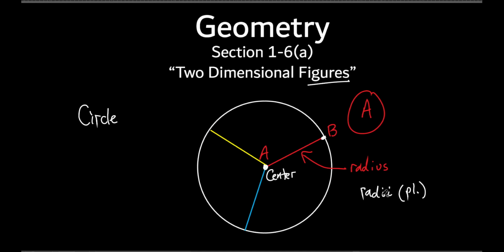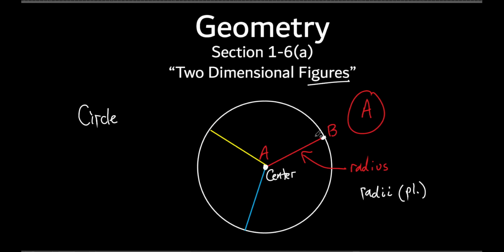Can you have more than one center to that circle? No, there's only one center. You can have a bunch of radii, right? But what's true about the radii? They're all the same length. Good. Let's talk about how to name a radius.